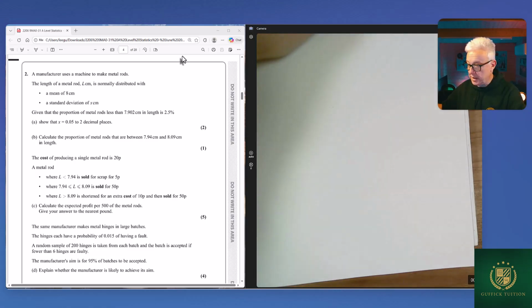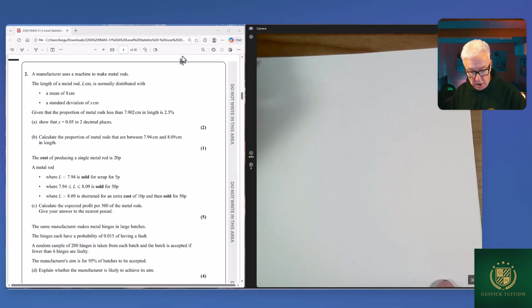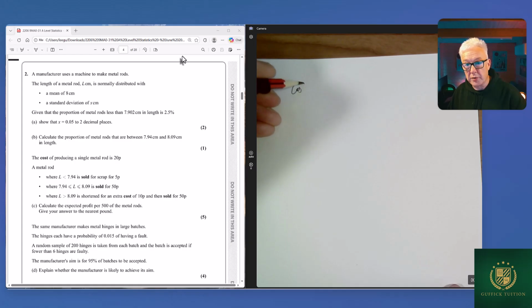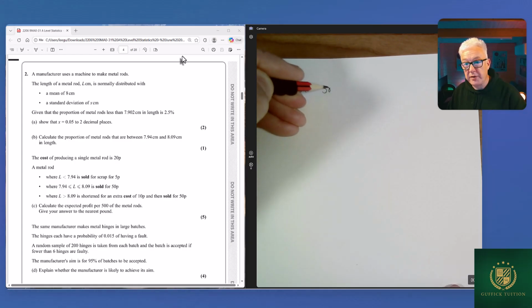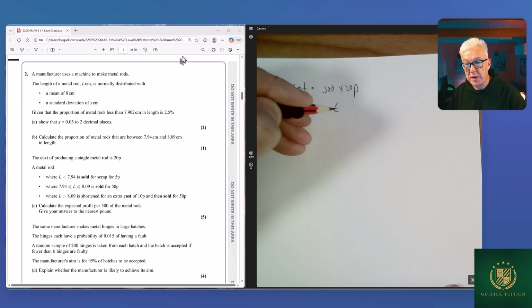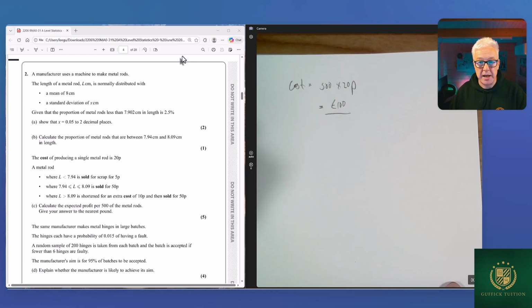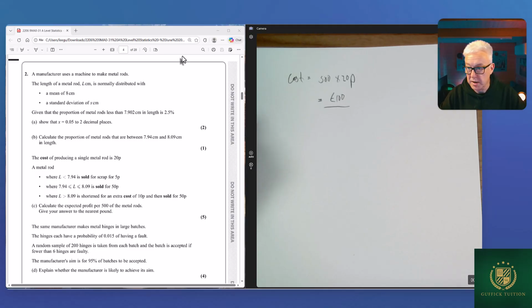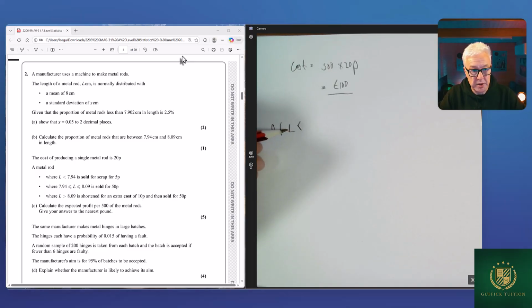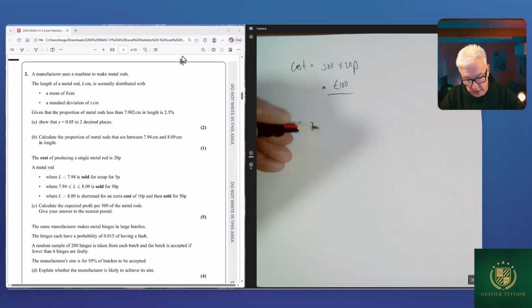Let's have a look at this. First of all, what is the cost going to be? This is part C. The cost of producing all of the rods is going to equal 500 times 20p, which is £100. So that's the cost of producing the rods. Now let's work out our profits. In order to work out our profit, we need to know the probability that the length of the rod, if I call L the length of the rod, is less than 7.94.